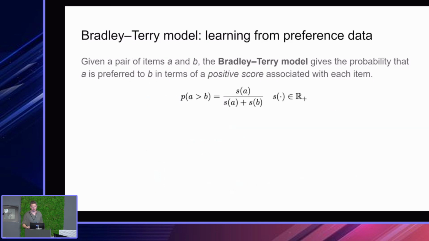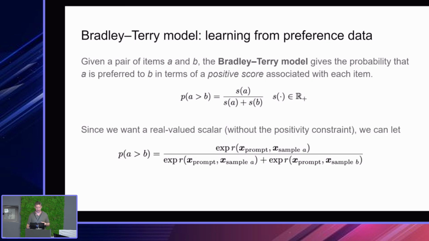And the Bradley-Terry model is really simple. It just says that given a pair of items A and B, the Bradley-Terry model gives a probability that A is preferred to B in terms of a positive score associated with each item, which looks like this. The probability is the score of A divided by A plus B. And we're assuming that these scores are greater than or equal to 0. Since we want a real valued scalar, R, without that positivity constraint, we're just going to exp our R in our Bradley-Terry instantiation and do this.